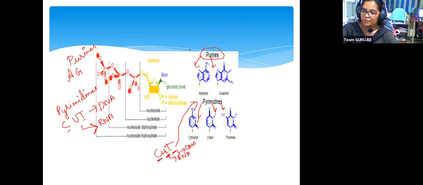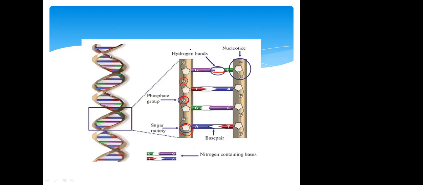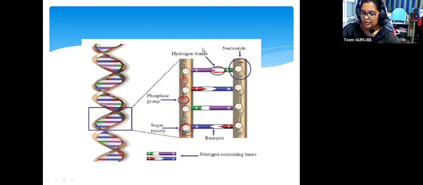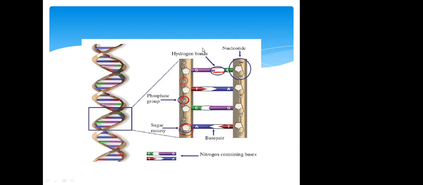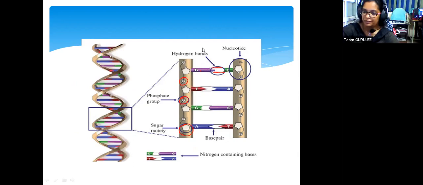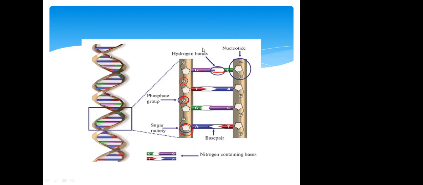Ajit Kumar, can you say about purines and pyrimidines? Yes, ma'am. Purine contains two components, adenine and guanine. Pyrimidine contains three components, cytosine, thymine, and uracil. In that, uracil will be present only in RNA and thymine will be present only in DNA. Okay, that's all. Next, we'll move on to the next slide.